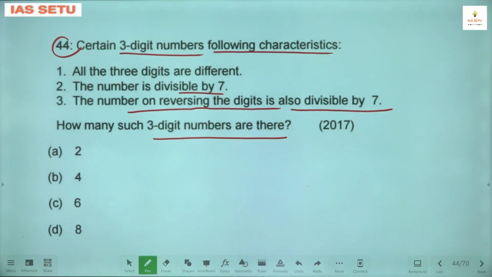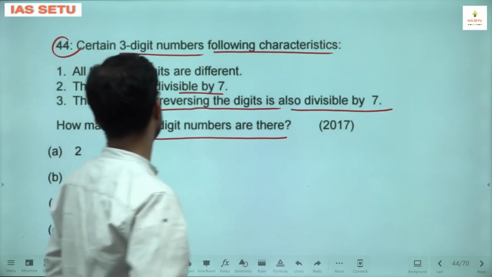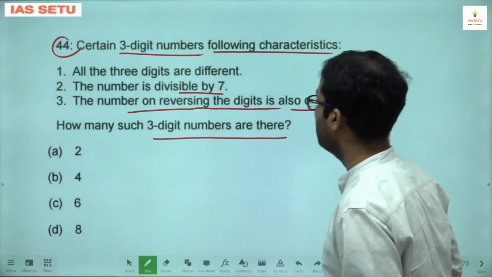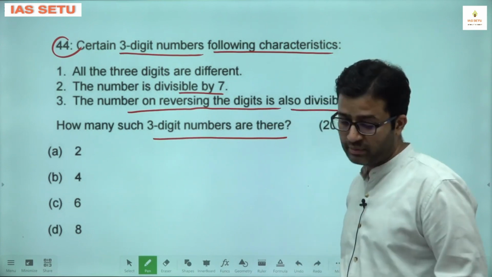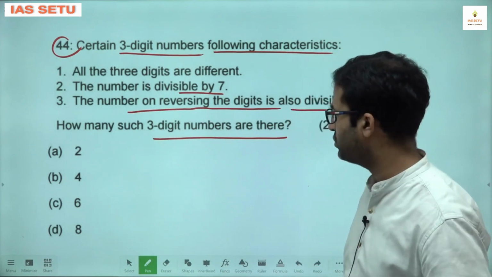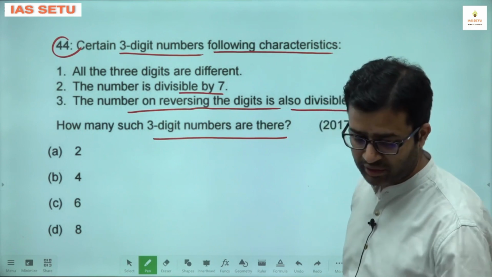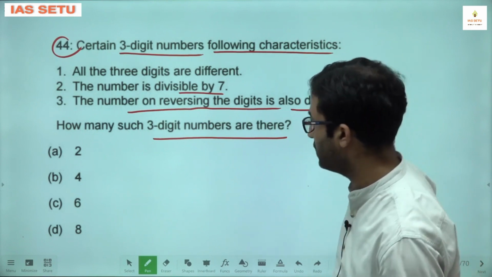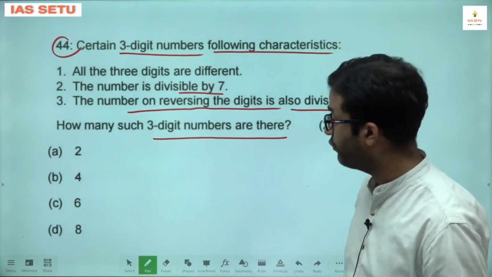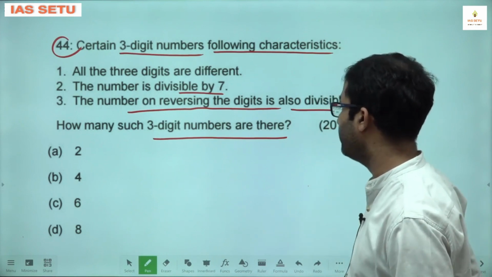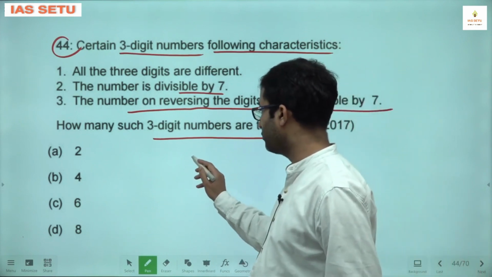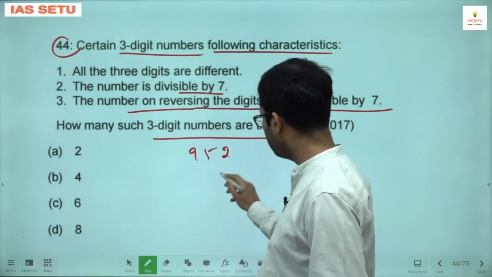So this question: a certain 3-digit number has the following characteristics, all the 3 digits are different, the number is divisible by 7, the number on reversing the digits is also divisible by 7. If I tell you the solution, that will take around 10 minutes. From an exam point of view, I will not suggest attempting this type of question, because it is very lengthy. So I just give the solution: 952.